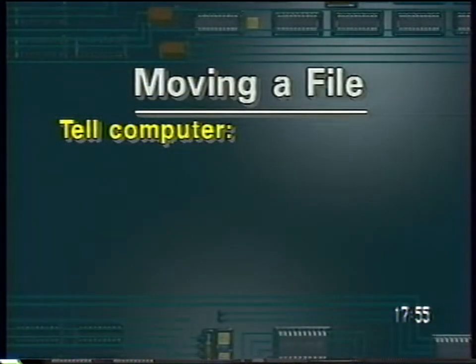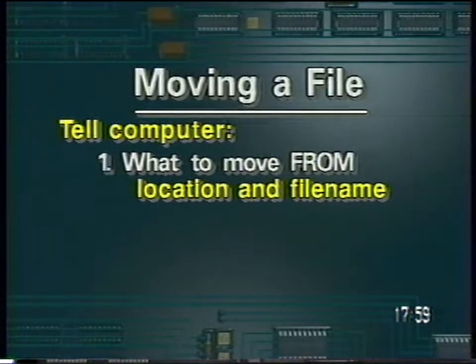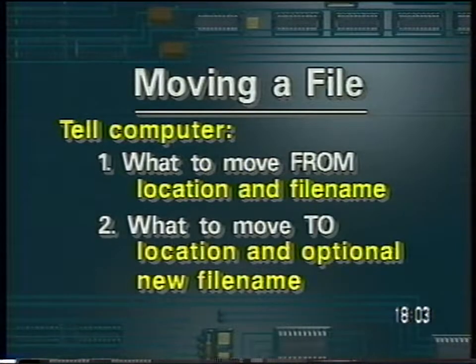In order to move a file, we need to tell the computer two things. One, what to move from, that is, the location and file name of the original file. Two, what to move to, that is, the location and optionally a new file name for the file. We said that a new file name was optional. If we don't specify a new file name, DOS automatically uses the original file name.